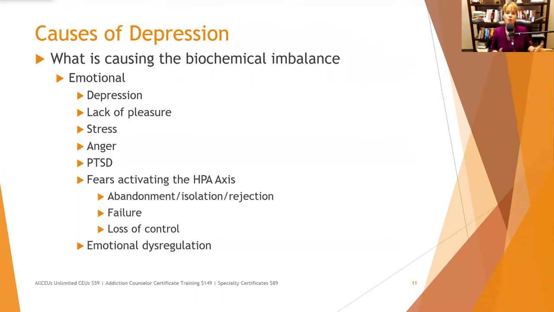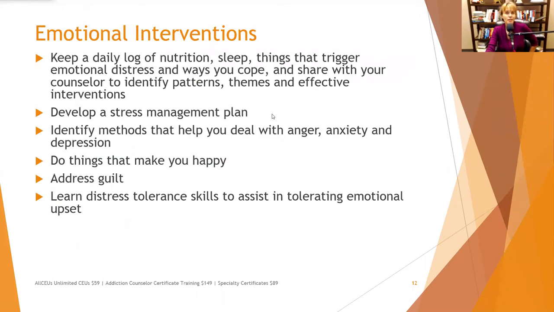Any fear that activates that HPA axis, including abandonment, isolation, rejection, failure, or loss of control. And then people who are emotionally dysregulated, which means when something happens, they go from 0 to 250 in 2.3 seconds. Yeah, that's exhausting. And sometimes it's a biochemical thing. Sometimes it's the way they're wired. Sometimes it's because of traumas they encountered when they were younger, whatever. If you are doing that 0 to 250, 2, 3, 4 times a day or more, it's exhausting. And you may start to feel very out of control and depressed and helpless. So what can you do about it?